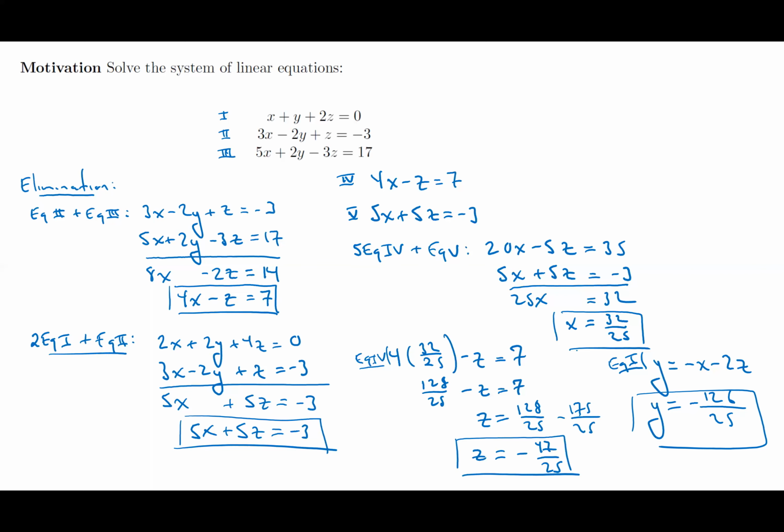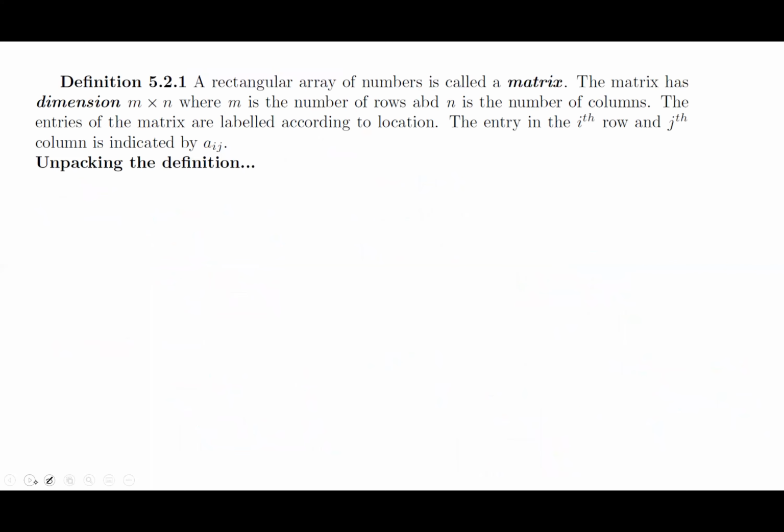Okay, so there we go, linear combination method. Well, as we're going to see, we can also use a matrix. So what is a matrix? Well, it's a rectangular array of numbers. It's got rows and columns.